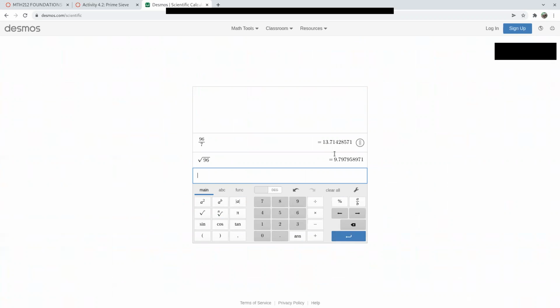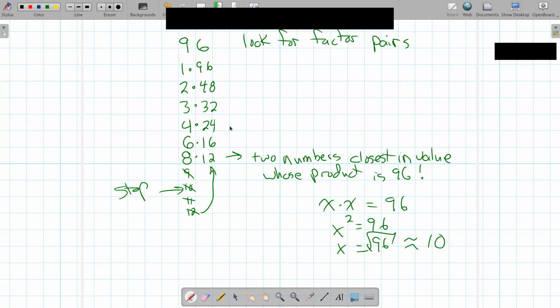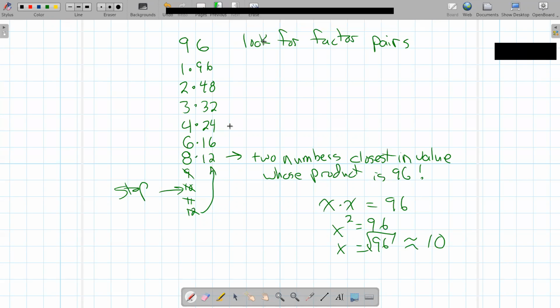And I'm going to see it's right in between 8 and 12, not exactly in the middle. It's a different kind of middle than an average. So 9.79, almost 10. And again, that's the number right in between there. So this is approximately 10. So that's about where I could stop looking. So I can kind of use that trick for 97 also.